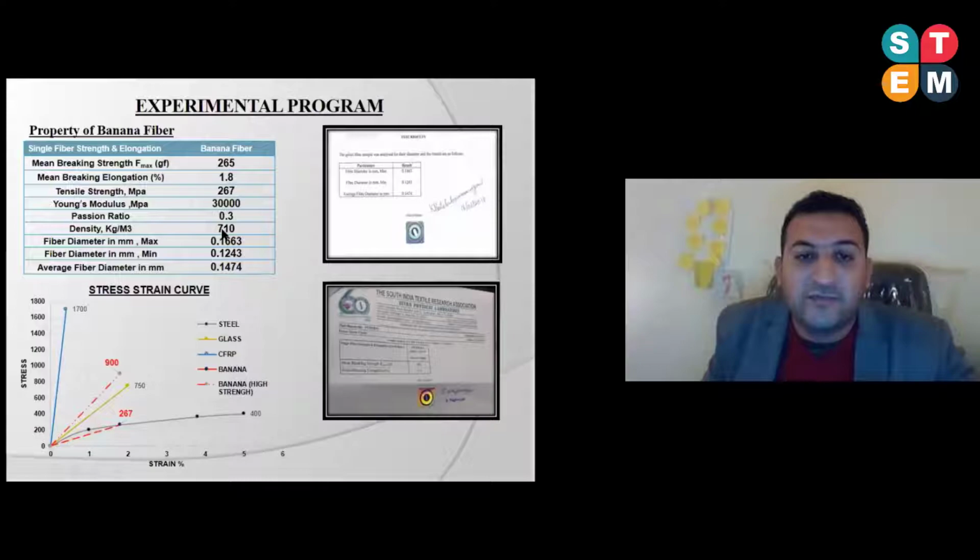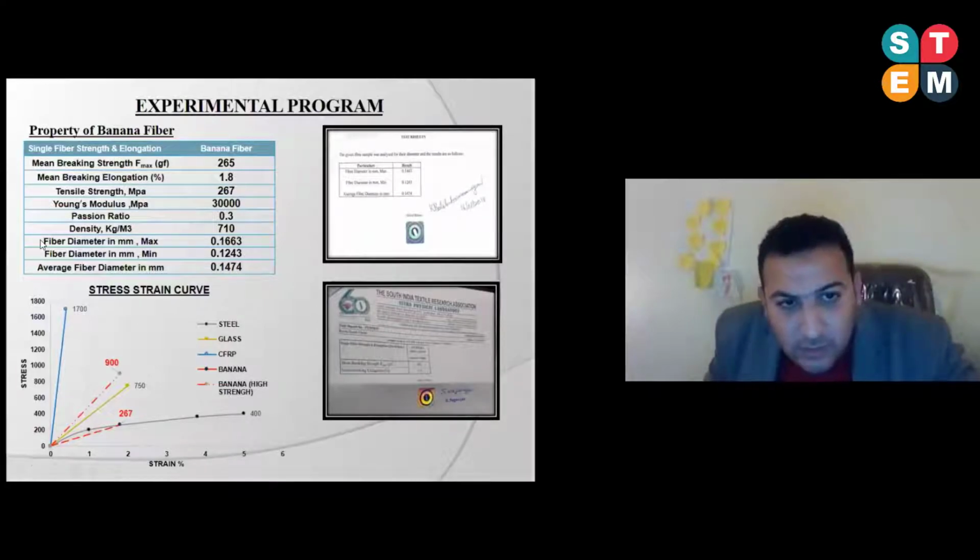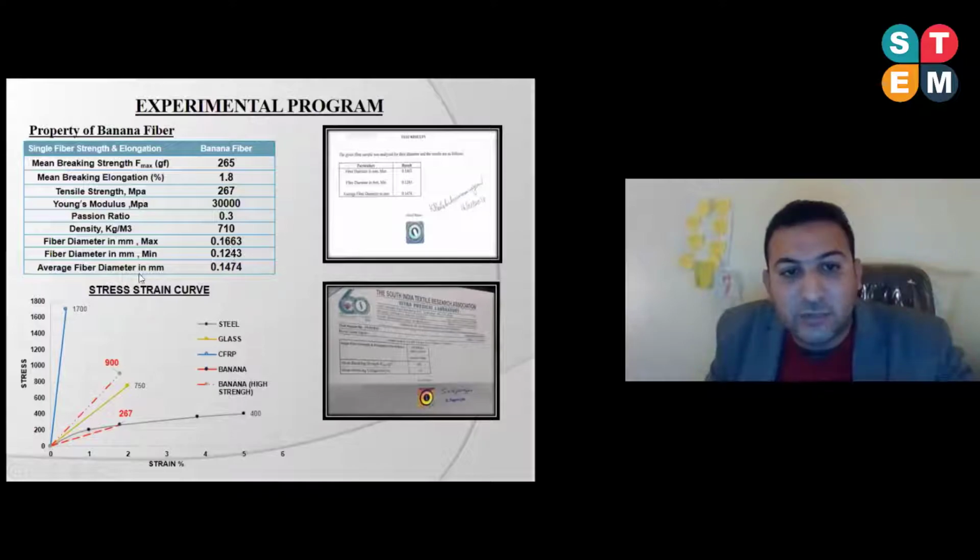Density 710. Fiber diameter 0.16, and the average is 0.14. This is the relationship between the stress and the strain for each of the bars that we use in our life.